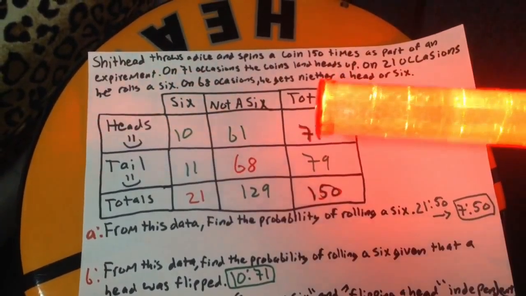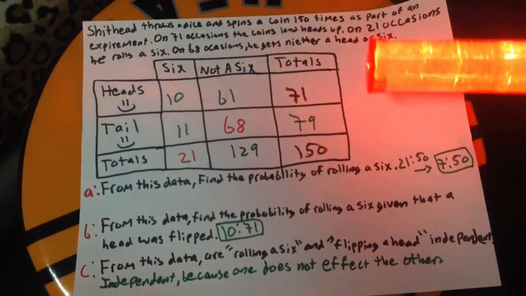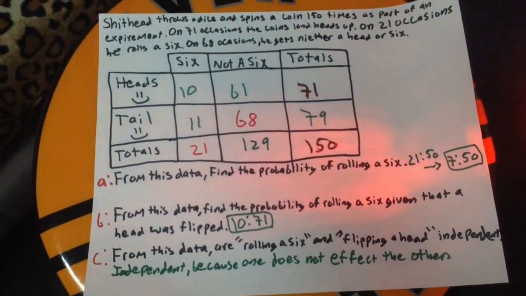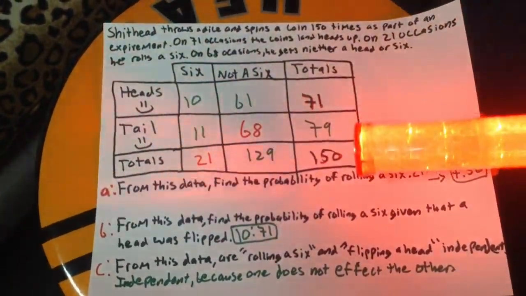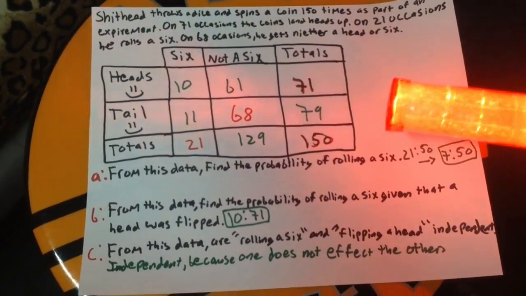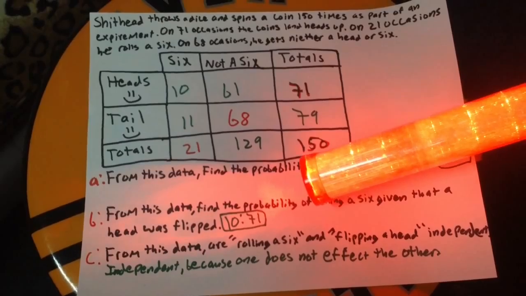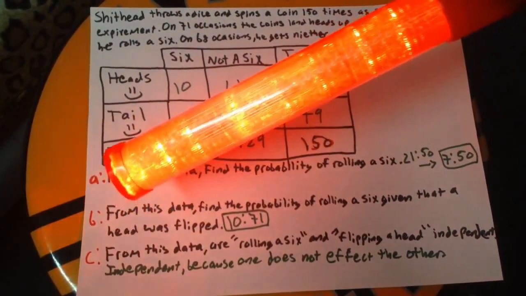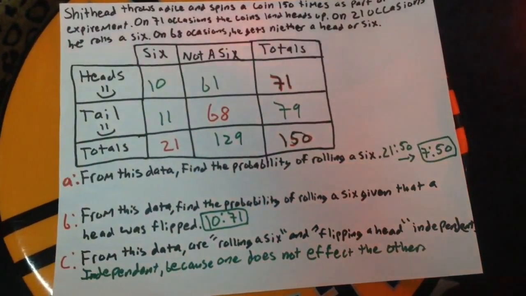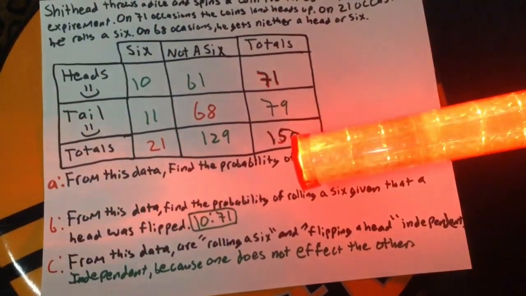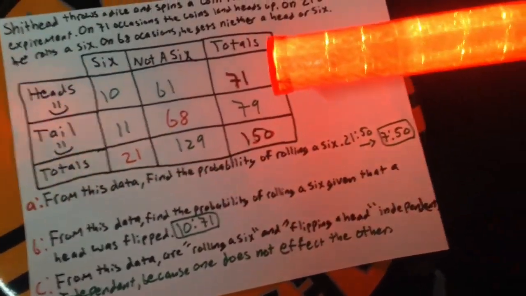From this data table, I was able to find out that the probability of rolling a 6 is 7 out of 50. That's the probability of being able to roll a 6. Now the probability of rolling a 6 given a head is 10 out of 71. Rolling a 6 or flipping a head are independent because one does not affect the other. And this is your dice and table problem.